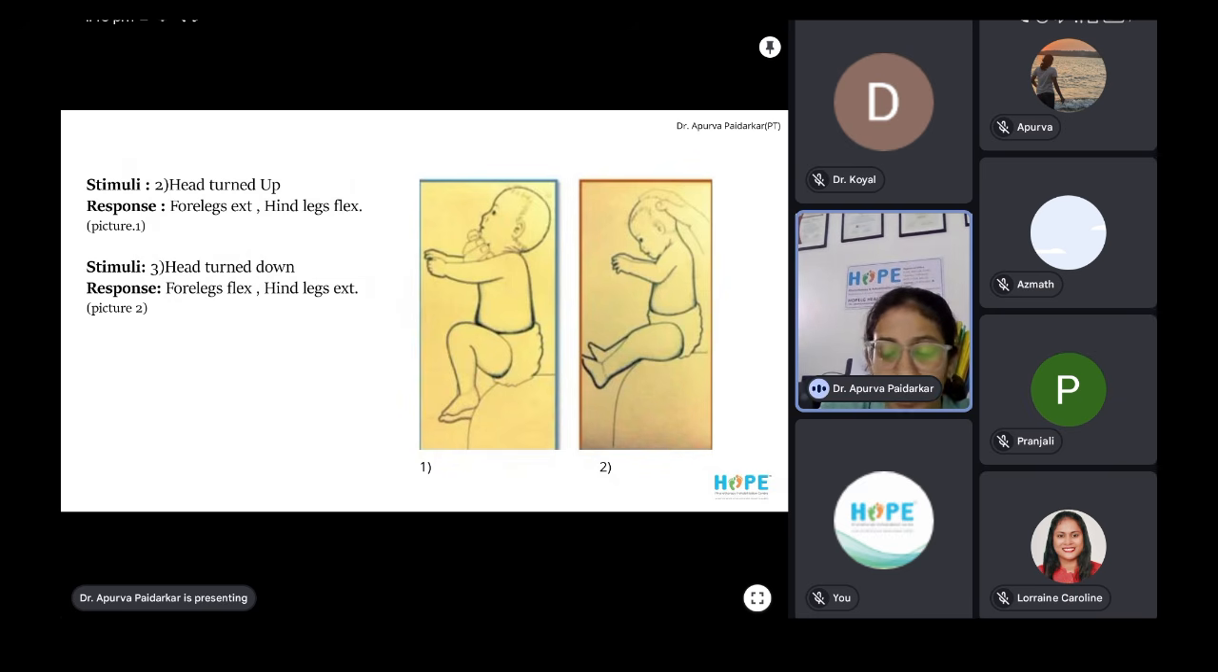In the tonic neck reflex, we have more. Another is when the baby's head is turned up, the response is forelegs extension and the hind legs into flexion. And third is when the baby's head is turned down, the forelegs will be in flexion and the hind legs in extension.